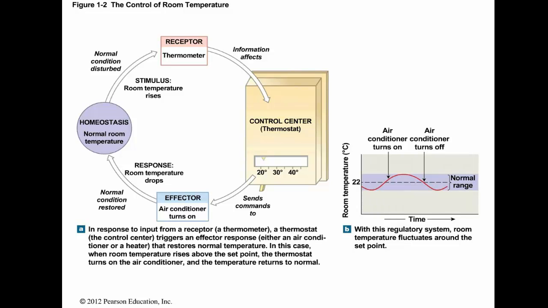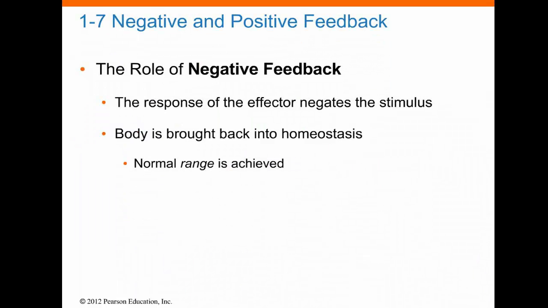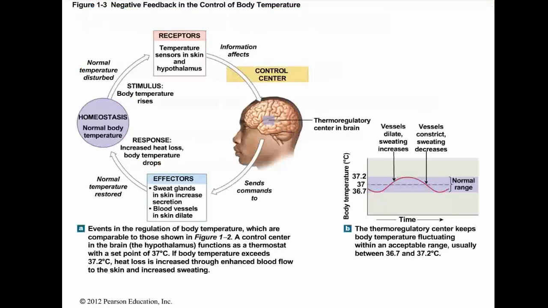We're now going to look at what happens in the human body. This is an example of negative feedback. The response of the effector negates the stimulus, and the body is brought back into homeostasis, and normal range is achieved. So here we are again. Instead of the air conditioner, we're looking at the human brain, and we're still starting over on the left-hand side at the purple circle. Homeostasis is achieved when we've got normal body temperature. The normal body temperature is between 36.7 to 37.2 degrees Celsius.